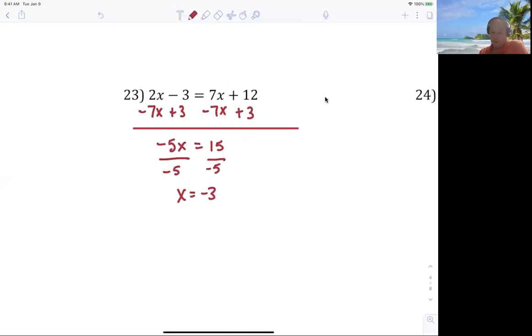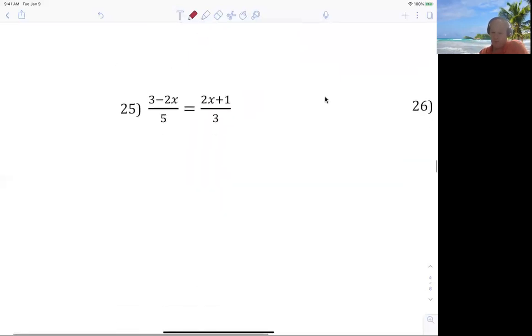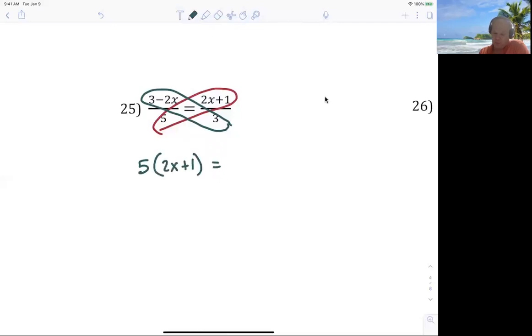Now, continue. 25, proportion. So again, we're going to cross multiply. So I have 5 times 2x plus 1 equals 3 times 3 minus 2x. Now we distribute. 10x plus 5. Remember, it's 5 times 2 and 5 times 1. 3 times 3. 3 times -2.